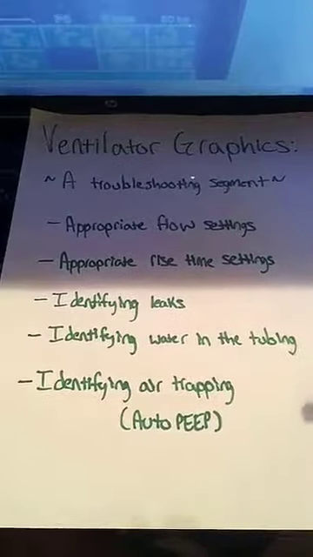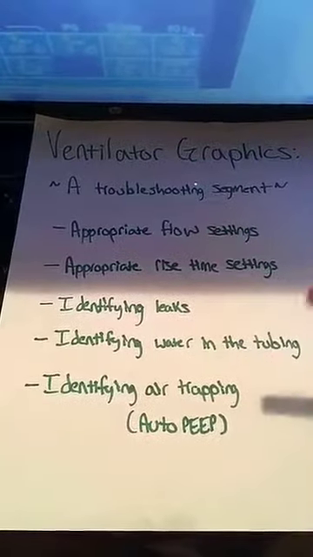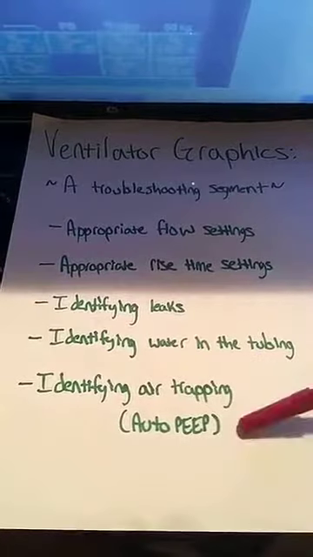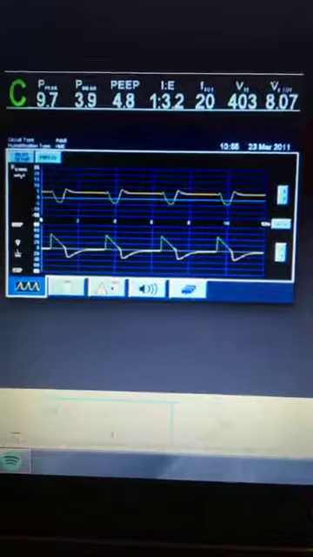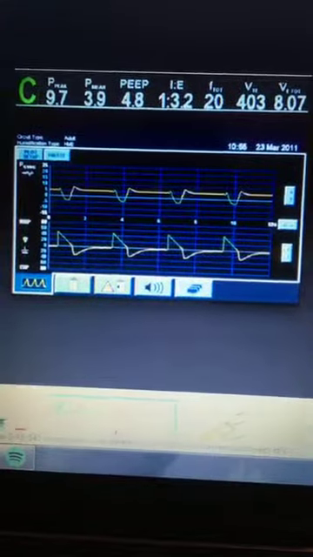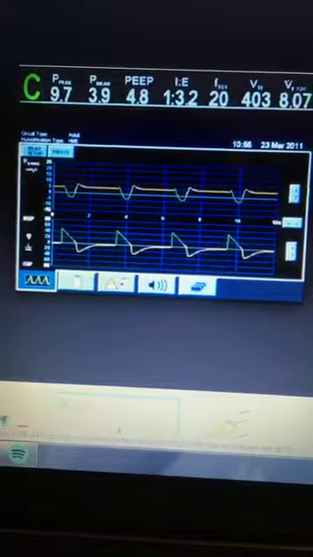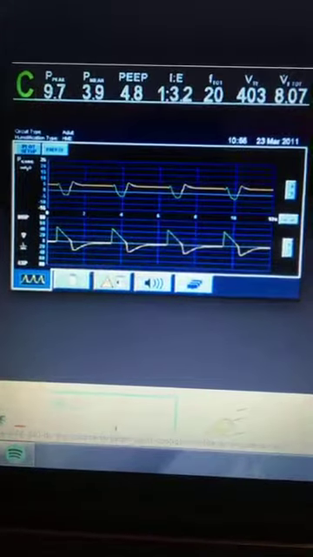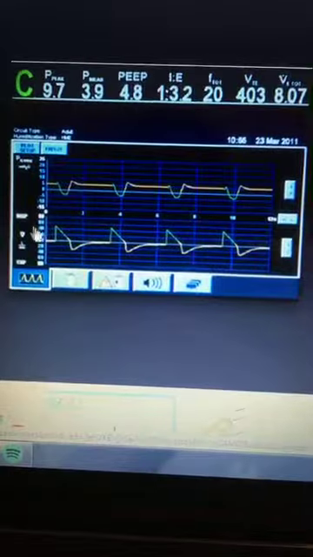Now we'll look at how to use graphics to identify leaks, water in the tubing, as well as air trapping or auto PEEP. We'll go back to our 840 snapshot here. So to determine the presence of leaks, you're actually going to take a look at the flow by time scalar this time. This is actually a really good image of a leak.